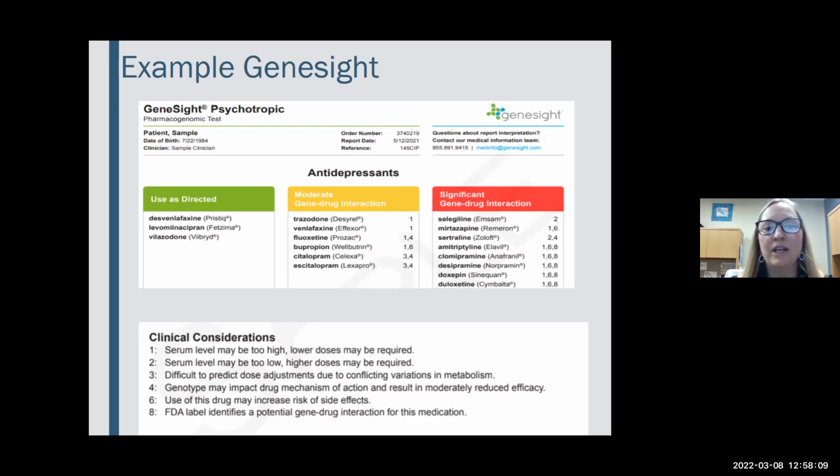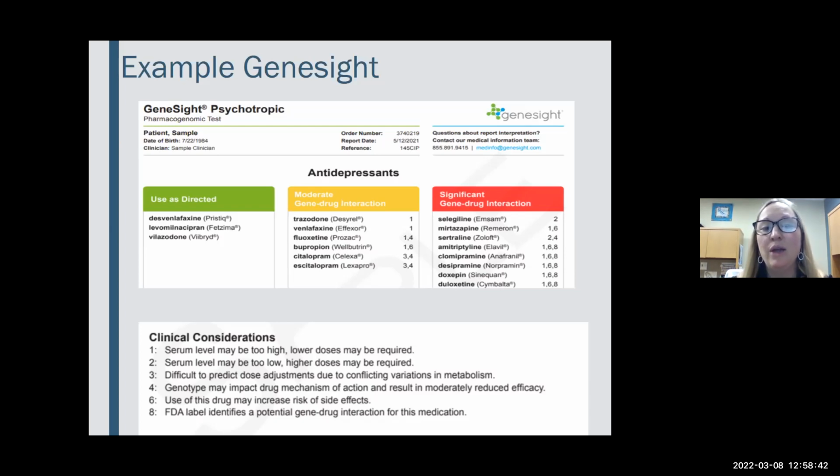Luckily, this one actually gives you a little bit of information down here in the annotation. Serum levels may be too high, lower dose may be required. Serum level may be too low, higher dose may be required. If you see your tricyclics over here, chances are they're going to be a poor CYP2D6 metabolizer and have higher risk of side effects. But always at the end of the report, they'll give you their genotype and phenotype.